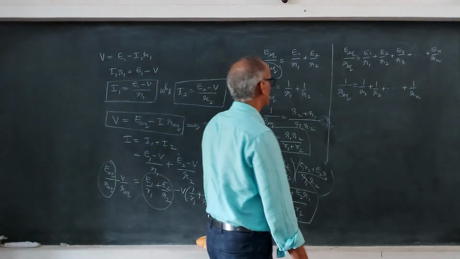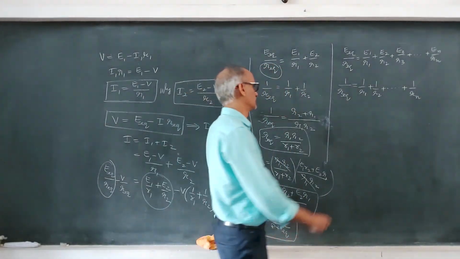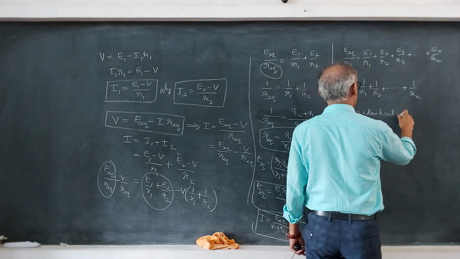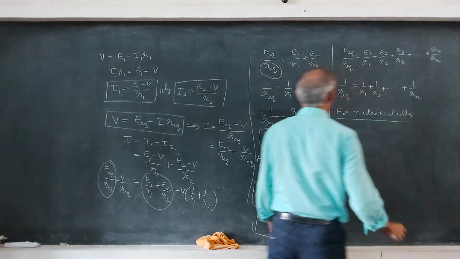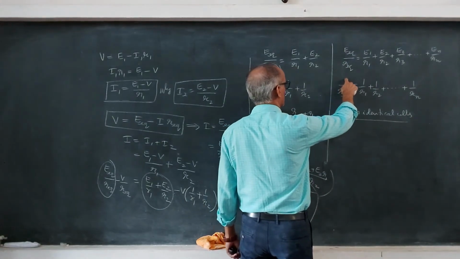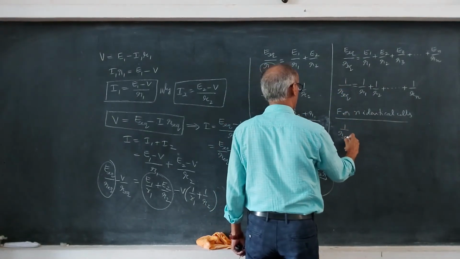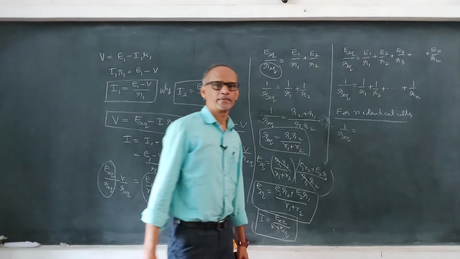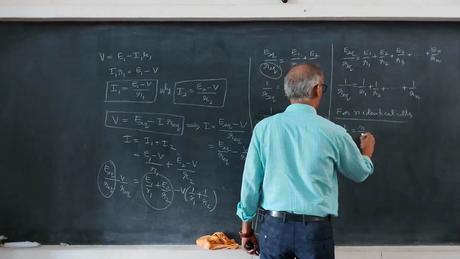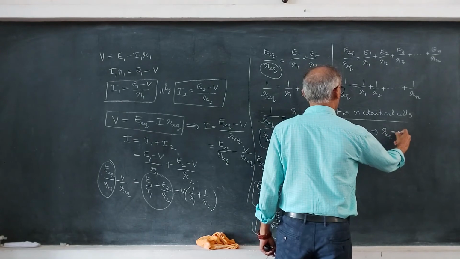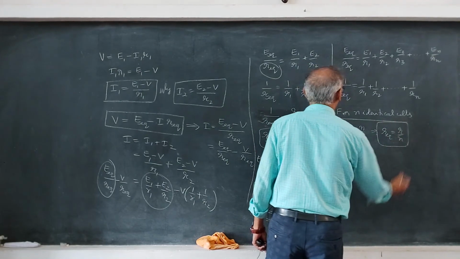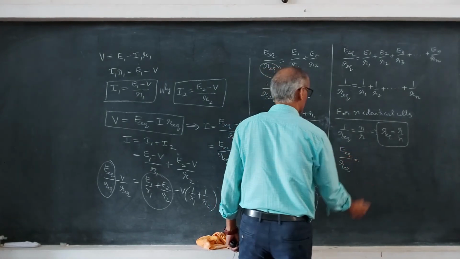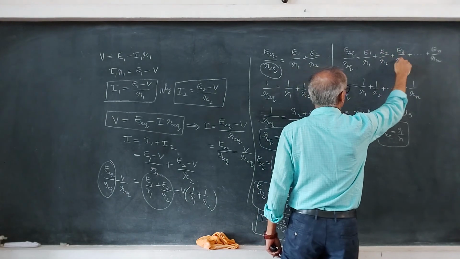Okay, now coming back to this, for n identical cells, all right, here we have 1 by R equivalent is equal to 1 by R plus 1 by R plus and so on, 1 by R, nth term, so it's n by R. Therefore, R equivalent is equal to R by n. How about the cells here? E equivalent by R equivalent is equal to, we have E by R plus E by R plus E by R, and so n terms again.